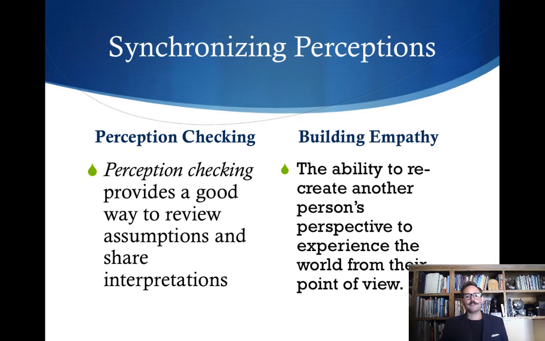So how do we synchronize our perceptions, especially if they're different from someone else's? And so we do this through perception checking. And this is a good way to check our assumptions about other people's behavior and share our interpretations at the same time so that we can clarify and arrive at a mutual understanding when it comes to other people's behavior.